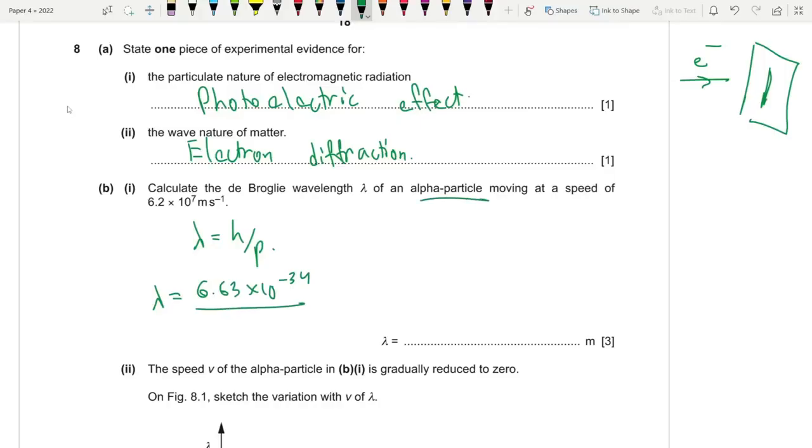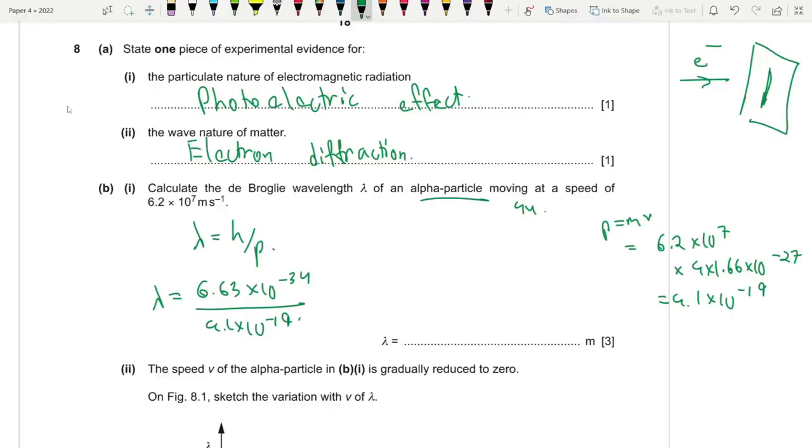We know that an alpha particle has a mass of 4u. So the momentum p is equal to mv, which is 6.2 × 10^7 times 4 × 1.66 × 10^-27, which is 4.1 × 10^-19. Okay, let's use that. 6.63 × 10^-34 divided by the answer. To 2 SF, I'm getting an answer of 1.6 × 10^-15. Okay, great.